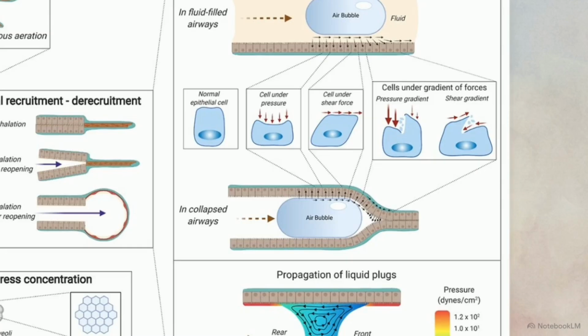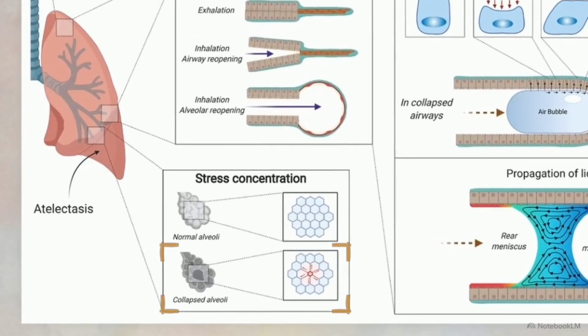Forcing units open causes interfacial propagation. As air bubbles push through collapsed airways, longitudinal pressure gradients physically fracture epithelial membranes. Second, stress concentration occurs. Non-expanding collapsed alveoli act as force multipliers, ripping the extracellular matrix of adjacent open tissue.